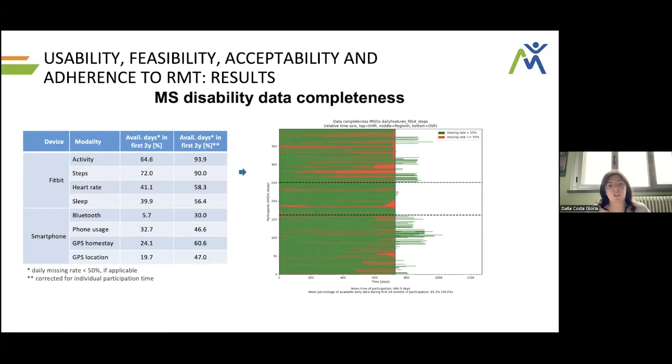And this is also the case of some data streams coming from the smartphone. For example, the Bluetooth data stream or the GPS-based data streams were lacking a lot of data because, as we saw earlier, this was impacting a lot on the battery life.